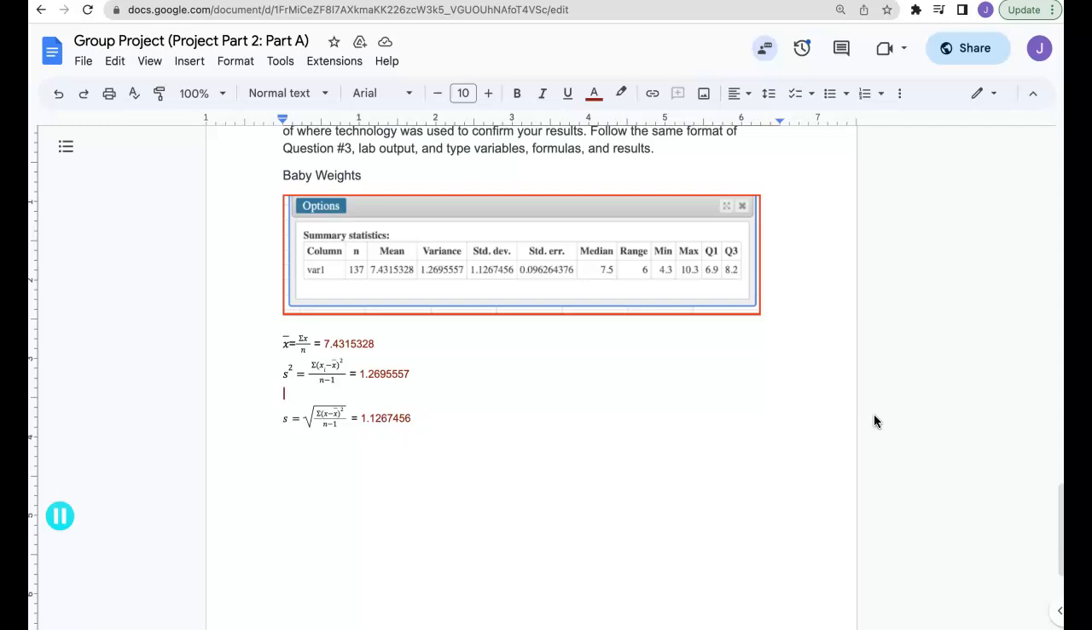the variance is s squared equals the sum of x minus x bar squared divided by n minus 1, which equals 1.2695557, and the standard deviation is the square root of the sum of x minus x bar squared divided by n minus 1, which equals 1.1267456.